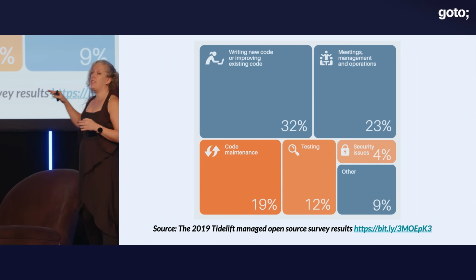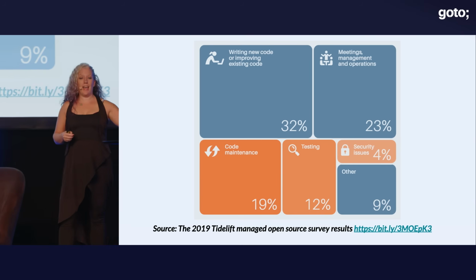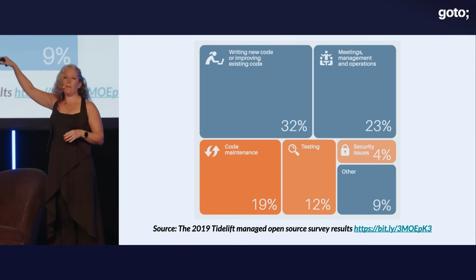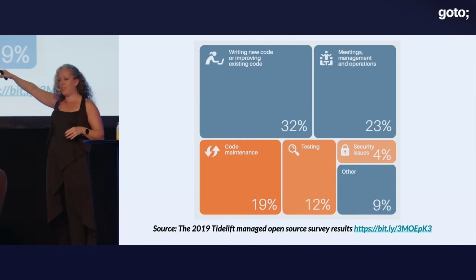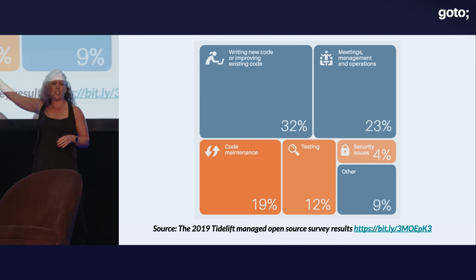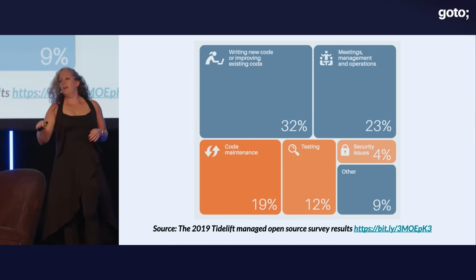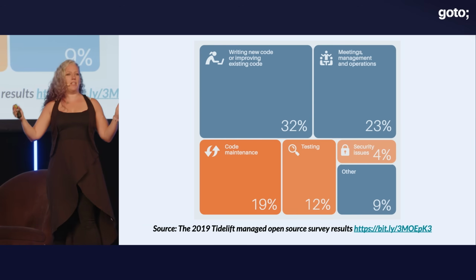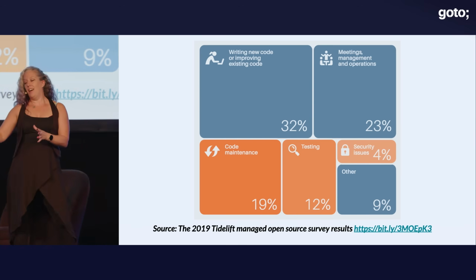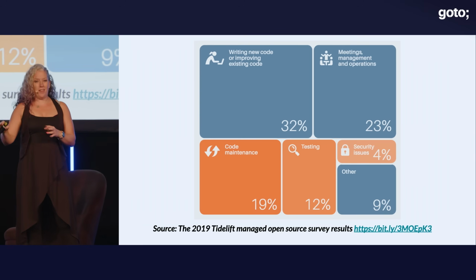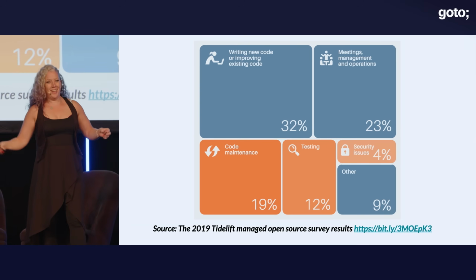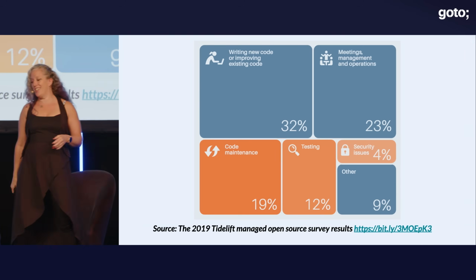And so here's the thing. I've been talking about a tool which will actually help us write code faster, but really that's only 32% of our time. Although this suggests that code maintenance and testing is a separate part to writing code, which I don't really agree with. But there's other stuff that we're doing as well. There's meetings and security issues, whatever that is, and other. I really want to know what 9% of other is. I think for me, in my working day, it's probably 65% other, and then like 1% writing code, and then meetings.